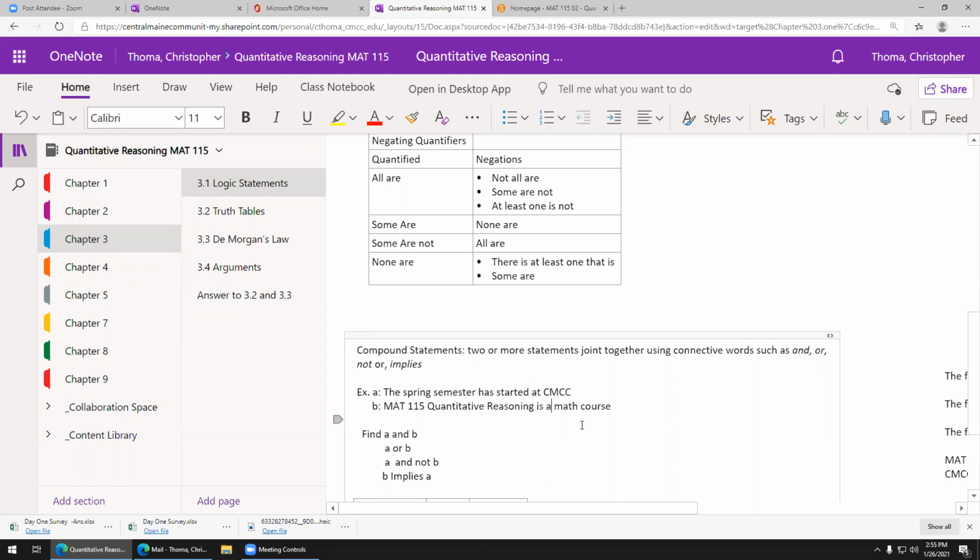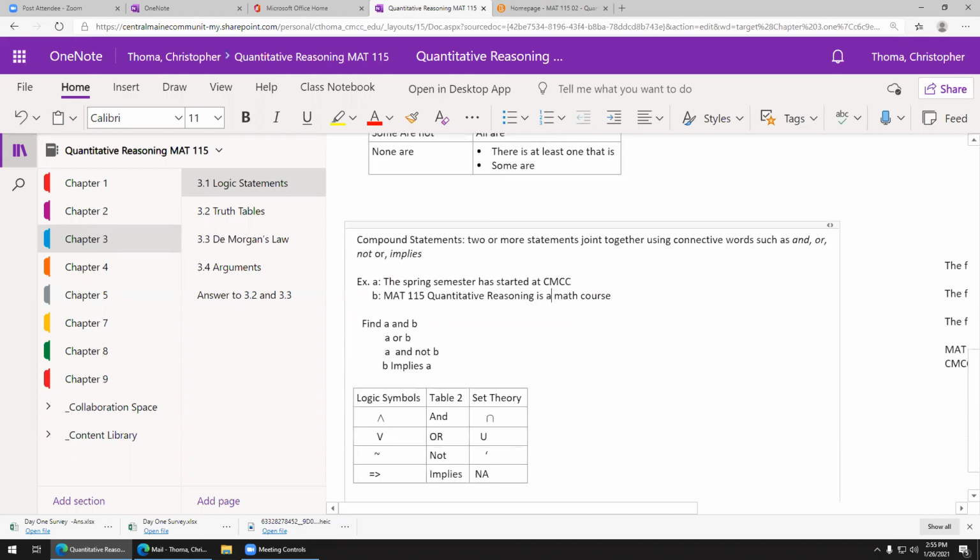I think for the project, I want you to come up with 3 statements. They are completely up to you what they are. And then here is where we start the project piece. I want you to write the statements for A and B, A or B, A and not B, and B implies A. What implies means, which I think I have in this table here, is one thing leads to another, and usually that is an if-then statement. And that is the implies.